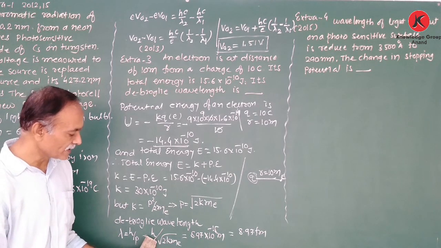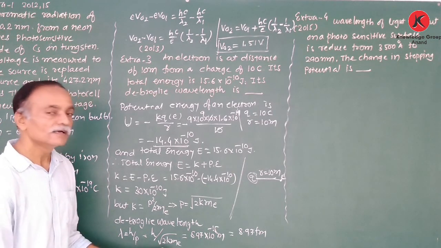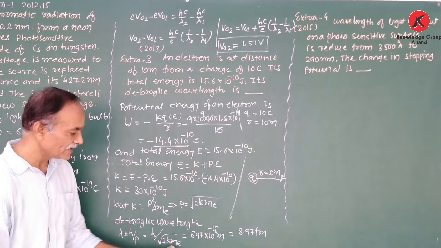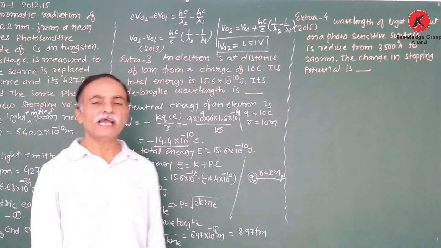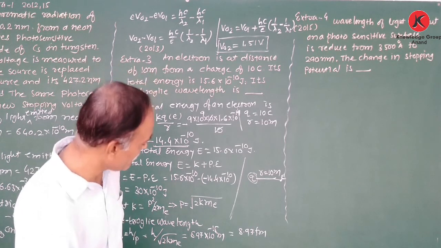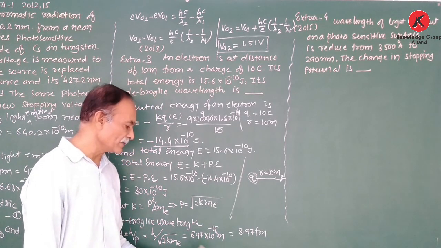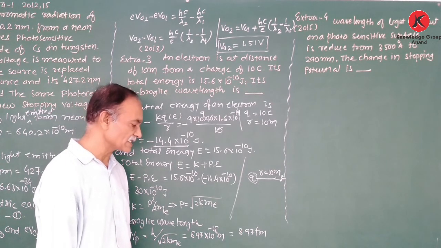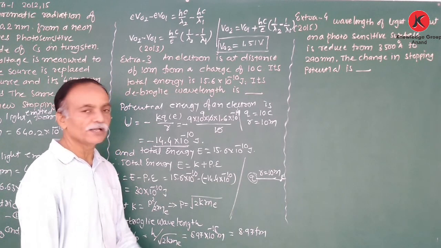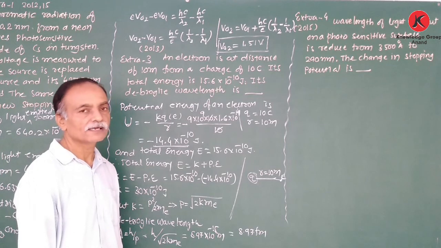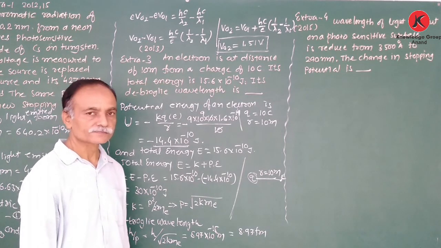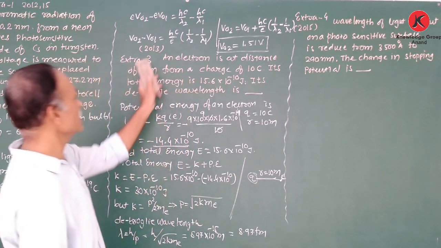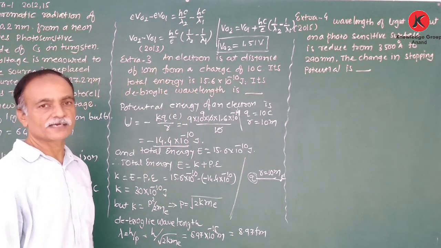If we substitute the value of Planck's constant, the kinetic energy we already obtained, 30 into 10 to the power minus 10, and the mass of an electron, 9.11 into 10 to the power minus 31, and simplify, we obtain 8.97 into 10 to the power minus 15 meter. Clear? Okay. So this extra third numerical was asked in 2013.